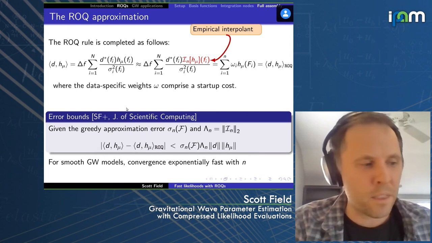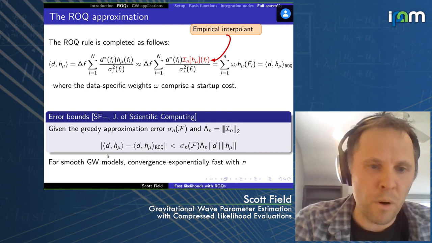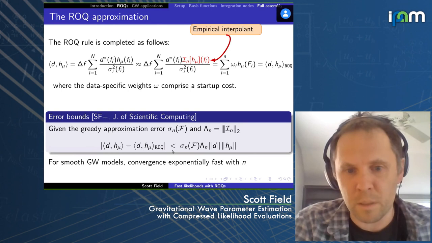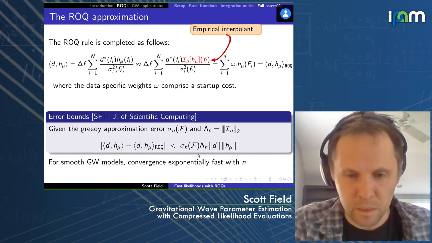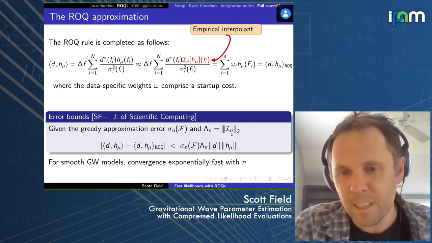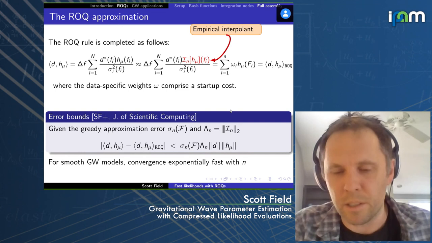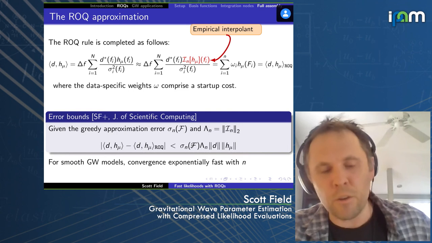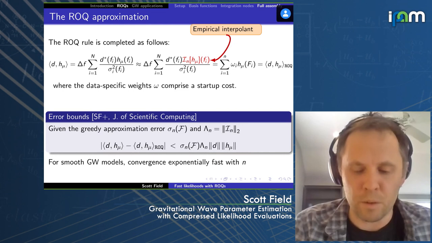So if you want to know how good you are approximating the overlap, that's D overlap with H, with the reduced order quadrature approximation, you know ahead of time exactly what that is. It's the error in the basis, so this greedy error, times this other term here, which is computable. It's the norm of the interpolation operator, which you can compute in one line with Python, because this is effectively represented as a matrix. So both of these numbers are computable, and you know ahead of time how good of an approximation job you'll be doing, so you don't actually have to check. You don't have to run end-to-end PE runs to check. You know ahead of time.